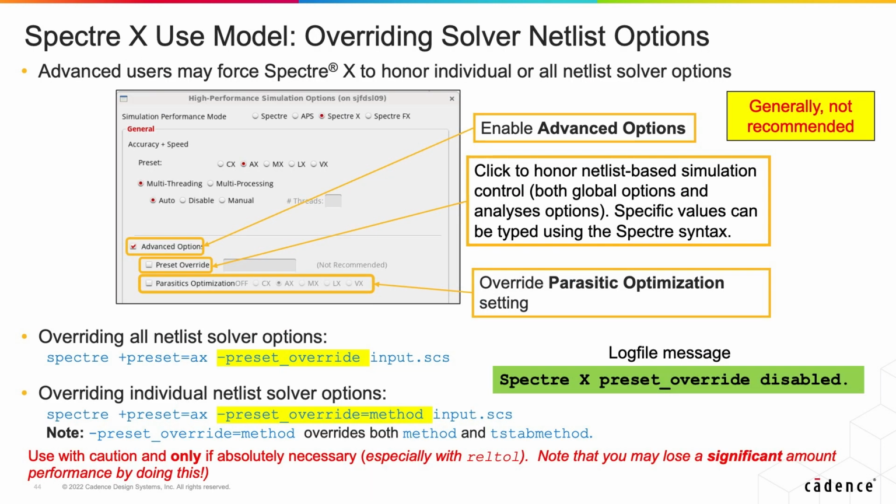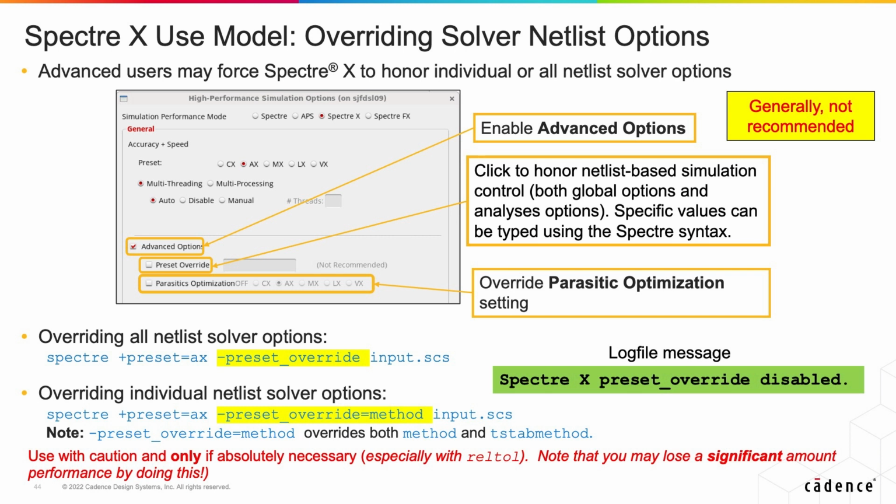And the other thing is, I think I talked about this form before. This is Spectre X, and you can choose your preset, choose multi-threading, choose number of options, but if you go to advanced options and enable it, then you will be able to put something in preset override.